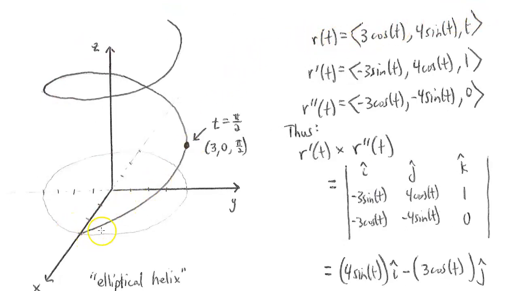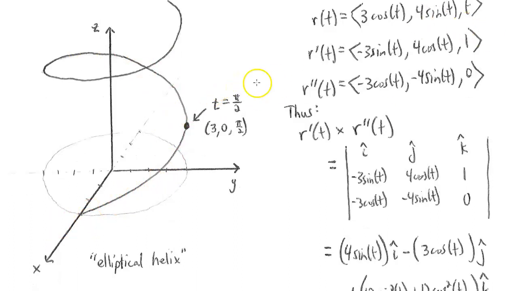Now, it turns out this looks kind of like a circular helix, which we've done several examples of, but it's actually not a circular helix. It's what's called an elliptical helix. Think of this curve as being like a spring winding around. If you press the spring down so that it's flat in the xy plane, it would not give you a circle. It would give you an ellipse.